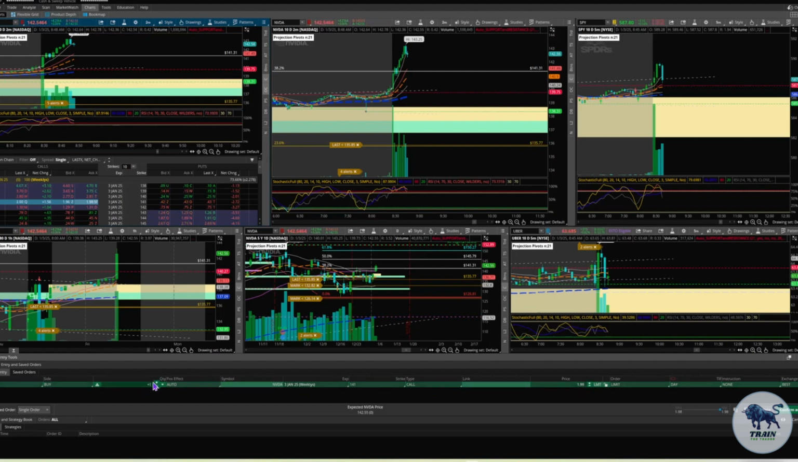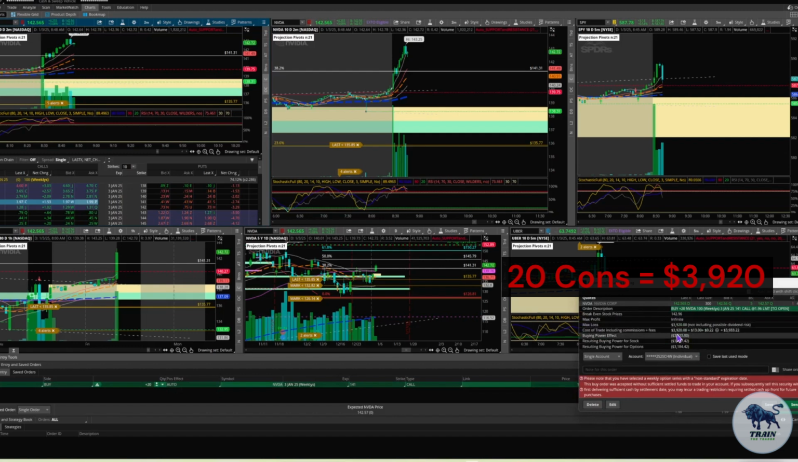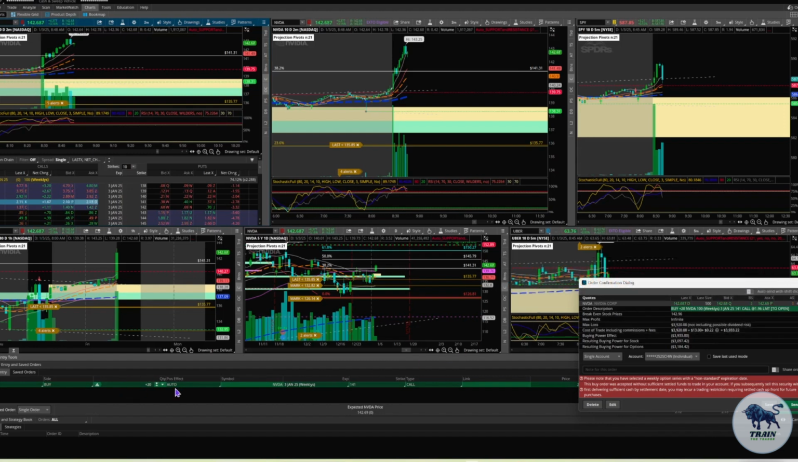If I got 20 at 194, you can do the math, but it'll show you here. It's going to cost me $3,920. So it can get expensive. That's how it gets expensive. It's the number of contracts that you want to buy.